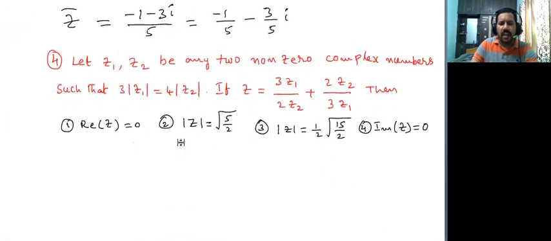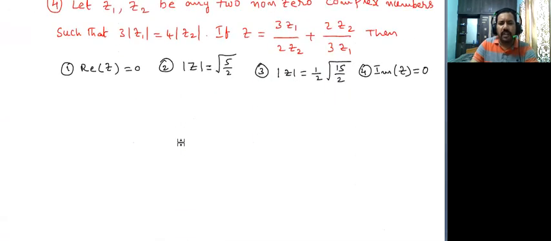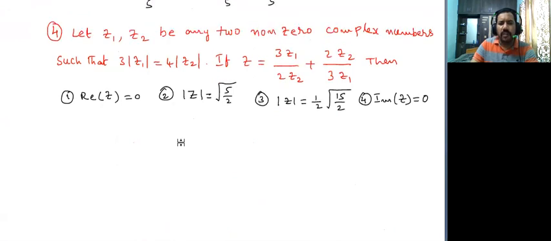Okay. Now observe the fourth question. What they have given: Let Z1, Z2 be any two non-zero complex numbers such that 3 mod Z1 is equal to 4 mod Z2. If Z is equal to 3Z1 by 2Z2 plus 2Z2 by 3Z1, then find the relations.